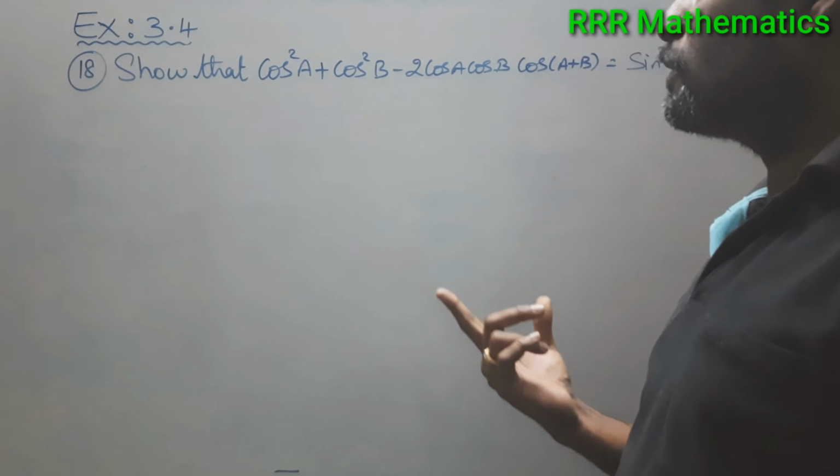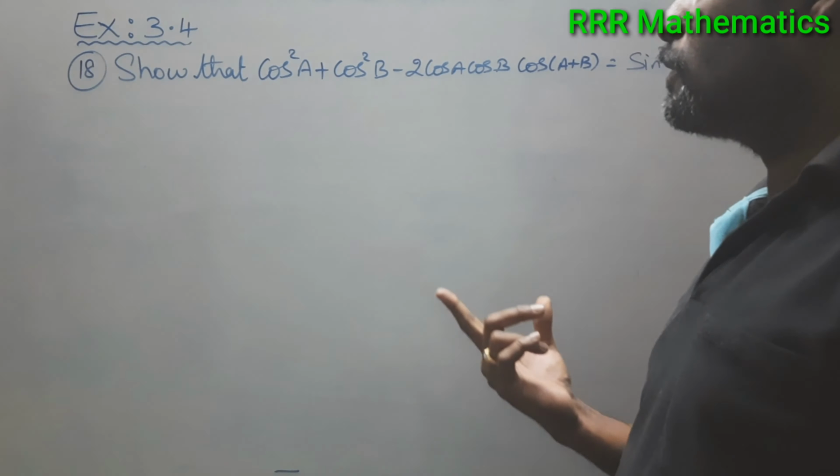A very big left hand side: cos square a plus cos square b minus 2 times cos a cos b into cos of a plus b, which is equal to sin square of a plus b. I will write my left hand side: cos square a plus cos square b minus 2 times cos a cos b. I'll use compound angle formula here for cos of a plus b. What is cos of a plus b? Cos a cos b minus sin a sin b.